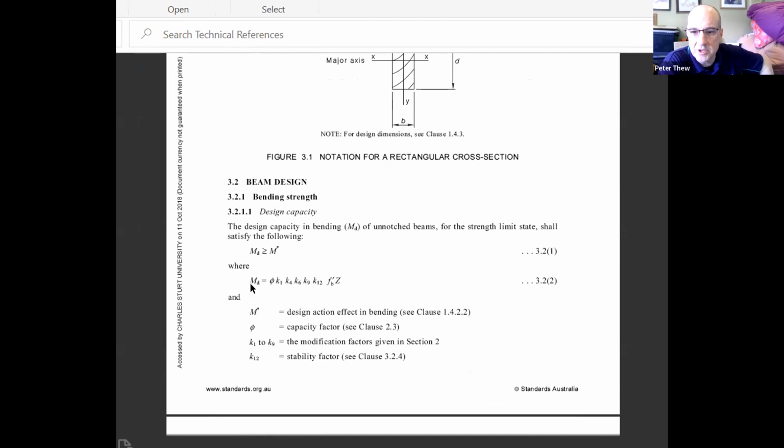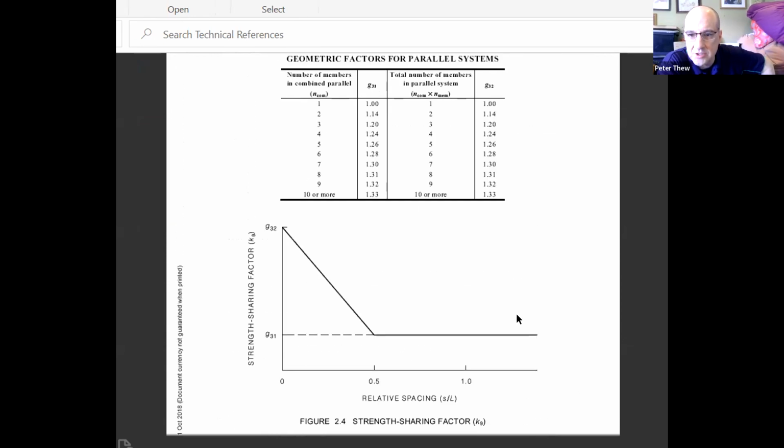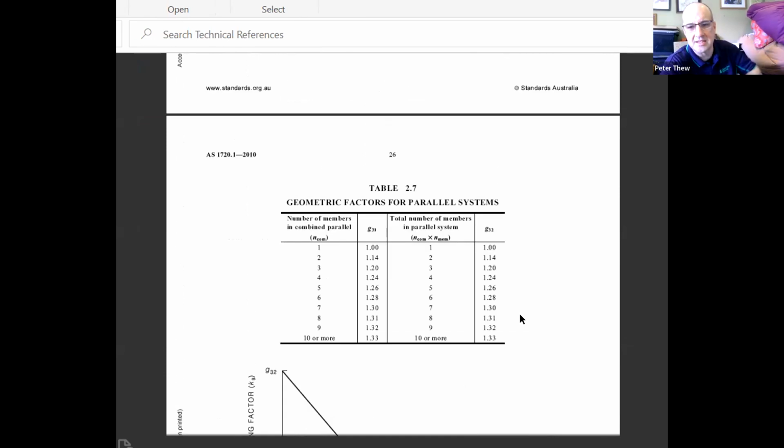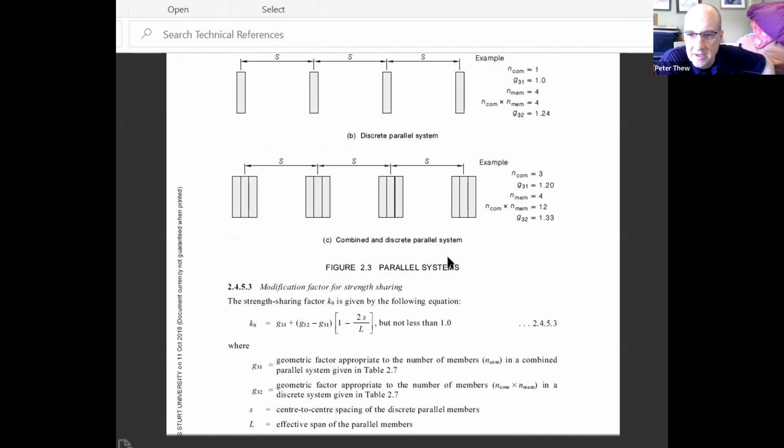All right, so there's our equation. MD equals phi K1, K4, K6, K9, K12. K9, the modification factors given in section 2. So we've got to go back up to section 2. That is the thing about the timber code. You've got to flick from one bit to the other. Here are factors here for K9.